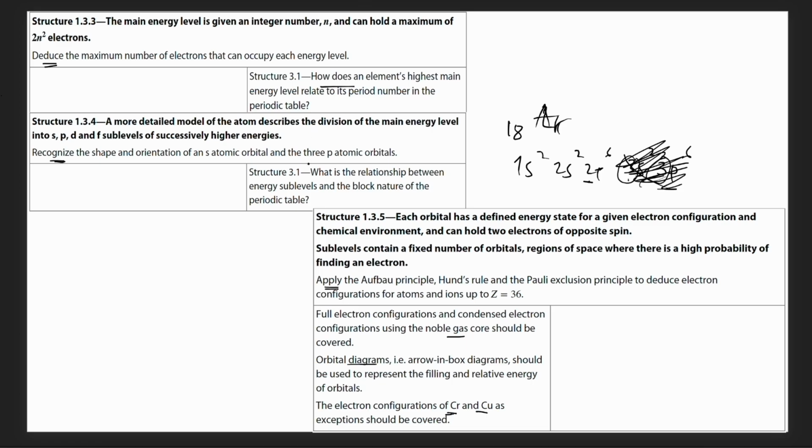Okay, so the next question, what is the relationship between energy sublevels and the block nature of the periodic table? The relationship is based on the arrangement of electrons in an atom and the corresponding electron configuration. So the position of an element in the periodic table reflects its electron configuration and the highest energy sublevels.